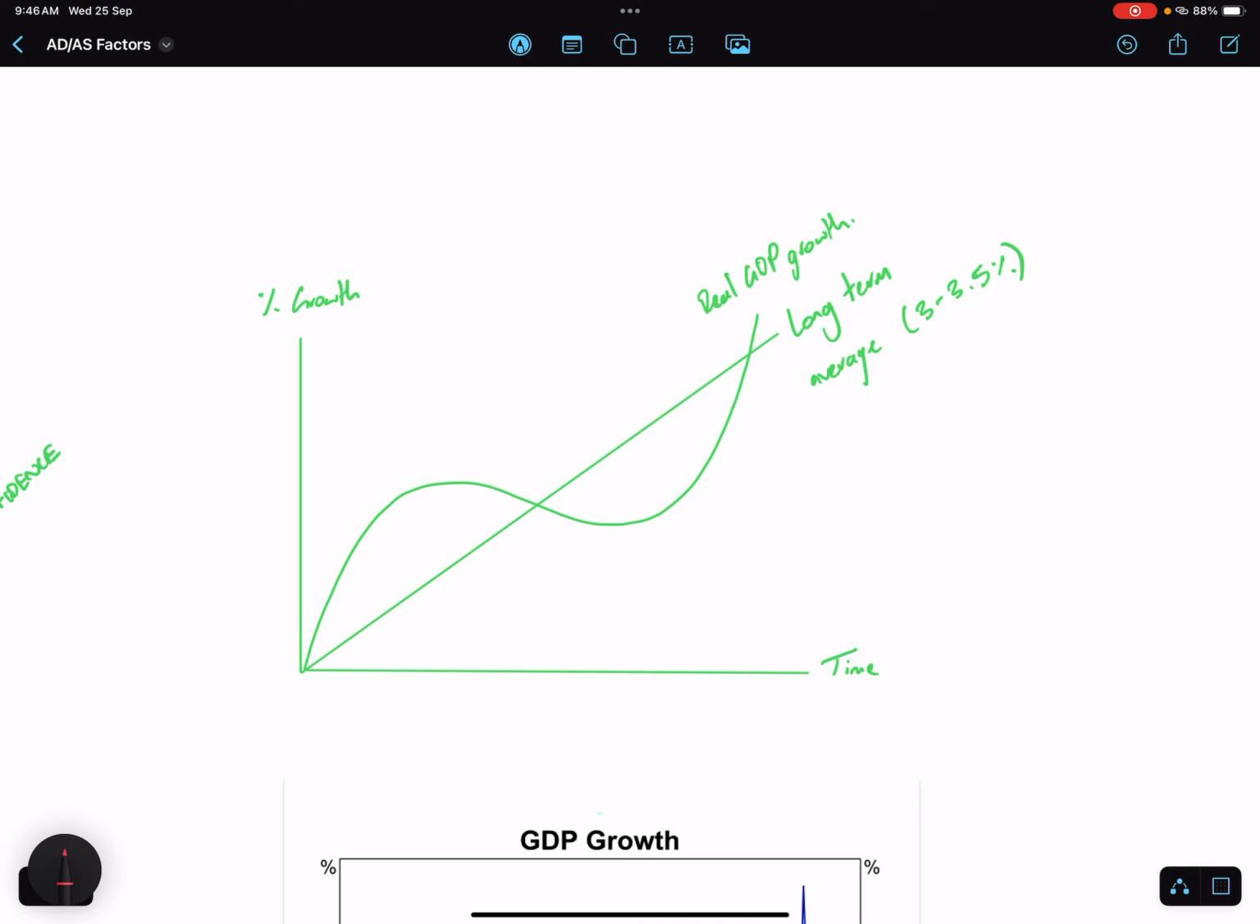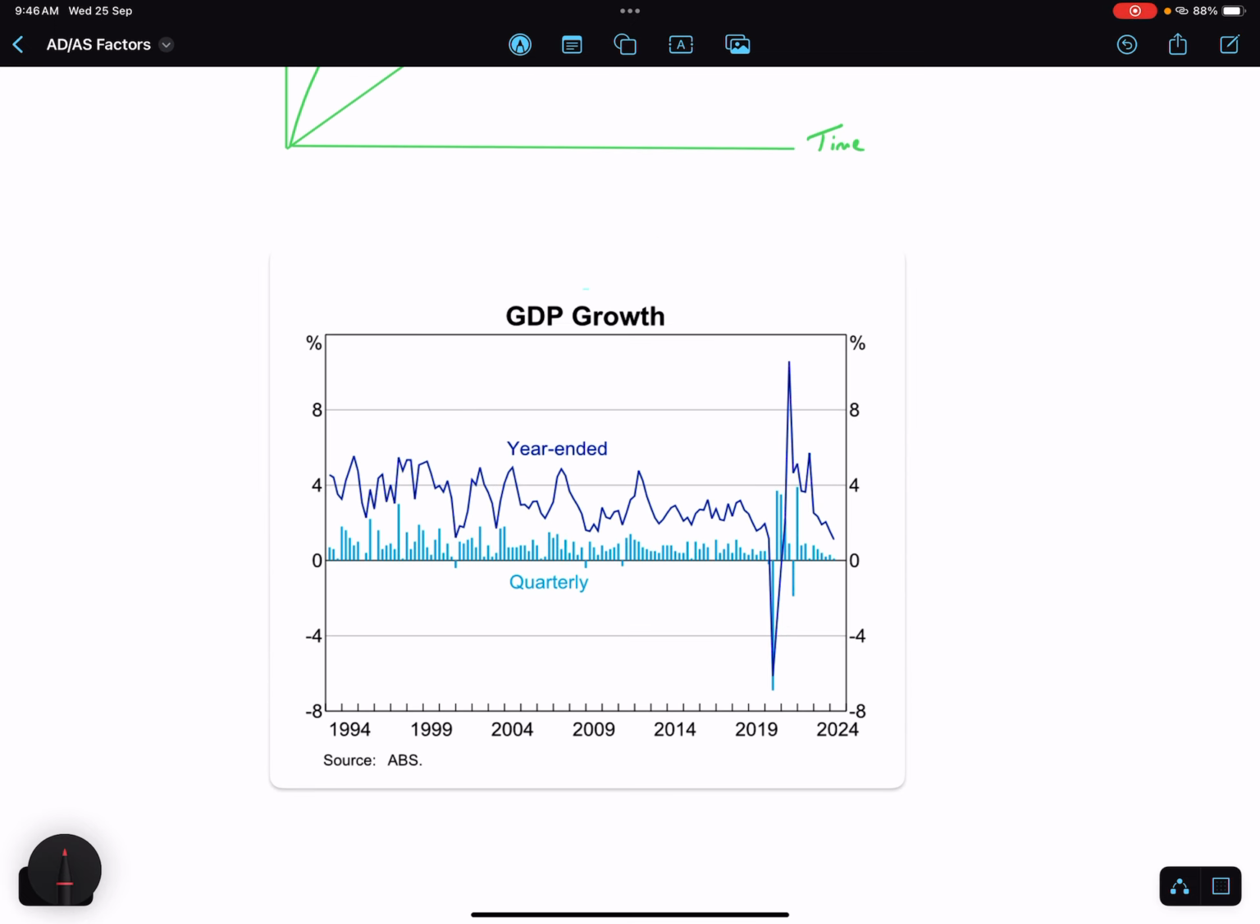So keeping in mind that this is our business cycle, and if we have a look at GDP growth over the past 12 months, you can see that it's been declining, and we know that at the moment it's sitting around 1.1% real GDP growth over the past 12 months. Now, knowing that the goal of strong and sustainable economic growth is equal to 3 to 3.5% real GDP, we know that the Australian economy is significantly underperforming.